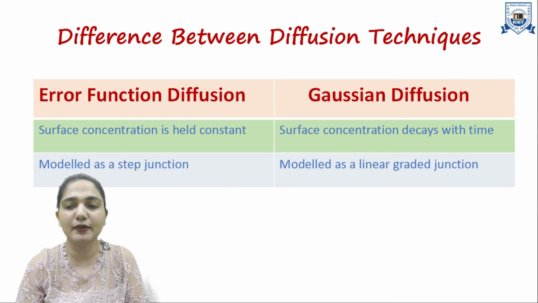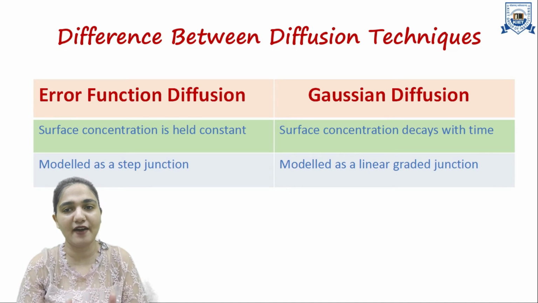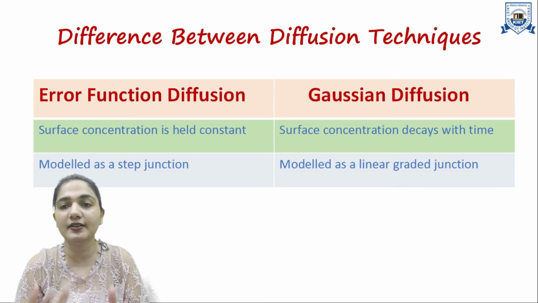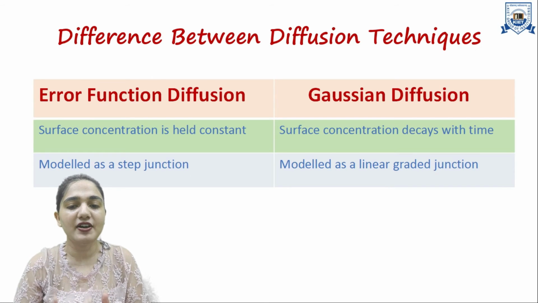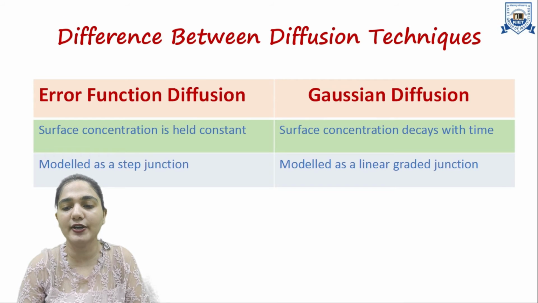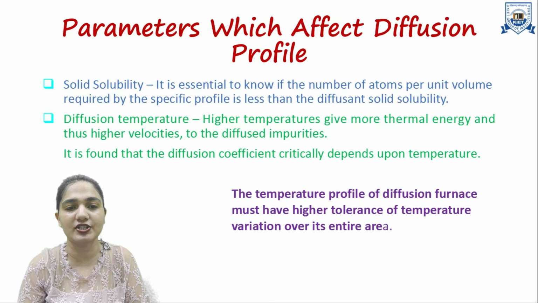Now the difference between the diffusion techniques. First is error function diffusion, and then second is Gaussian diffusion. What is the difference between both of them? So error function diffusion has the surface concentration which is held constant. We have talked about it. In the Gaussian distribution, surface concentration decays with time.